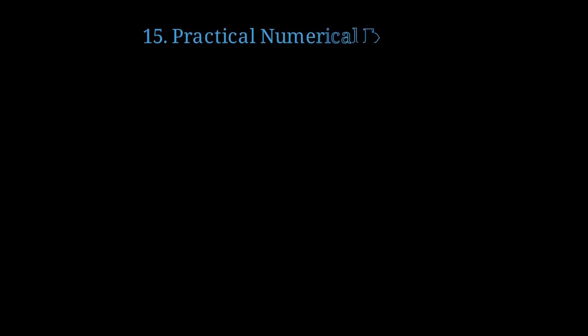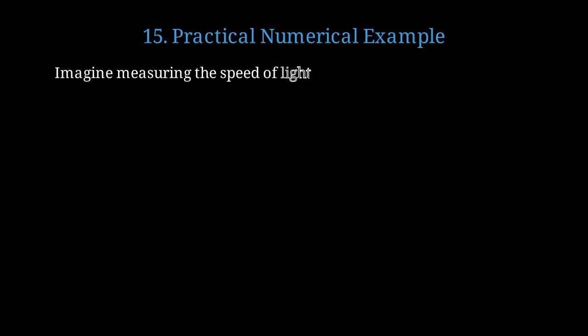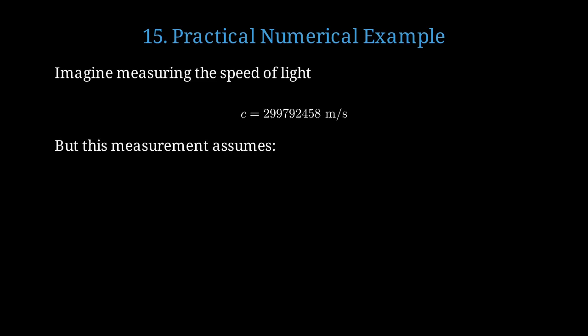Let's work through a practical numerical example to make this concrete. Imagine we're measuring the speed of light in a vacuum. We measure c equals 299,792,458 meters per second. However, this measurement already assumes several theoretical commitments.